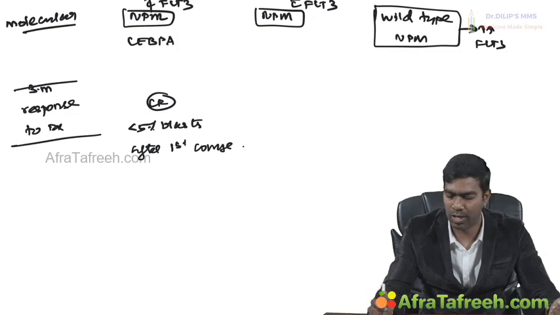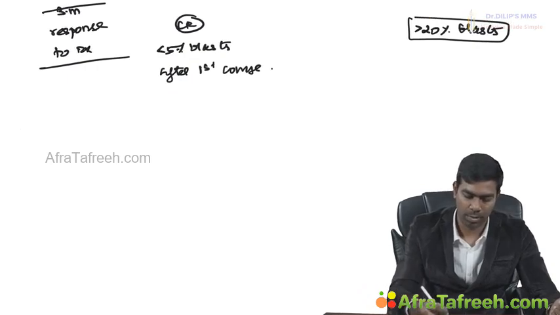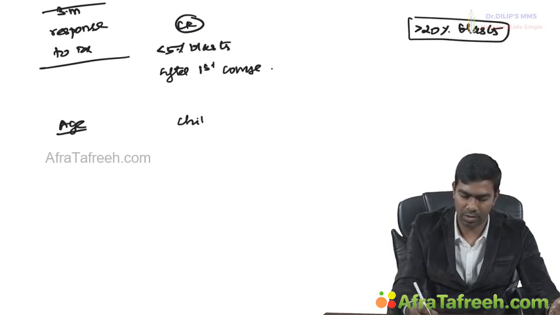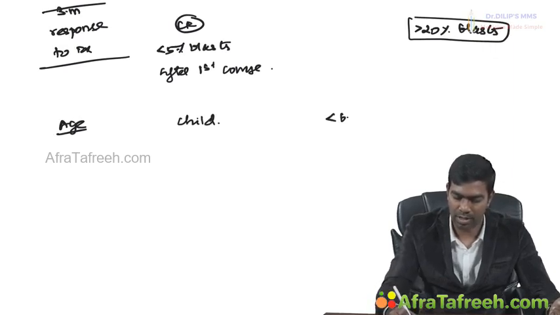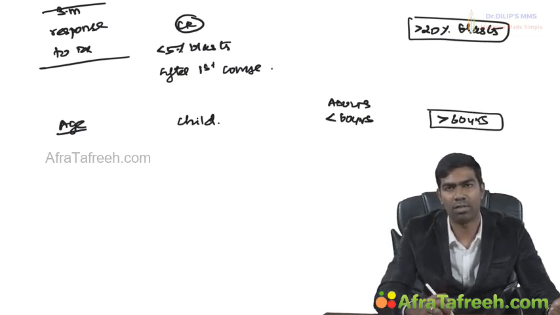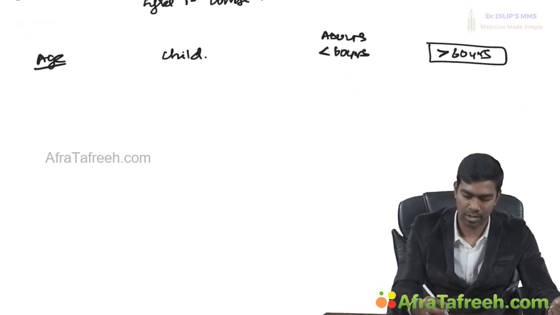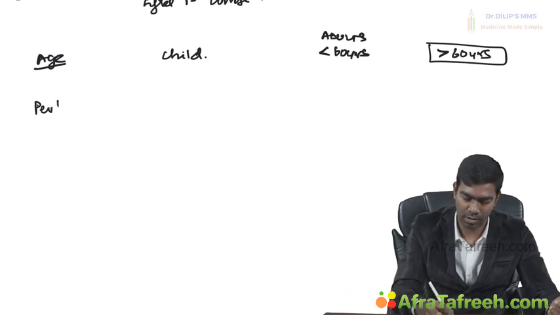If you have more than 20% blasts after the first course of therapy, definitely it indicates a very poor prognosis. Then age wise, if it's a child, good prognosis. Adults less than 60 years, intermediate prognosis. As I told you, any adult more than 60 years is going to have a very unfavorable and poor prognosis. And next, you have the performance status.